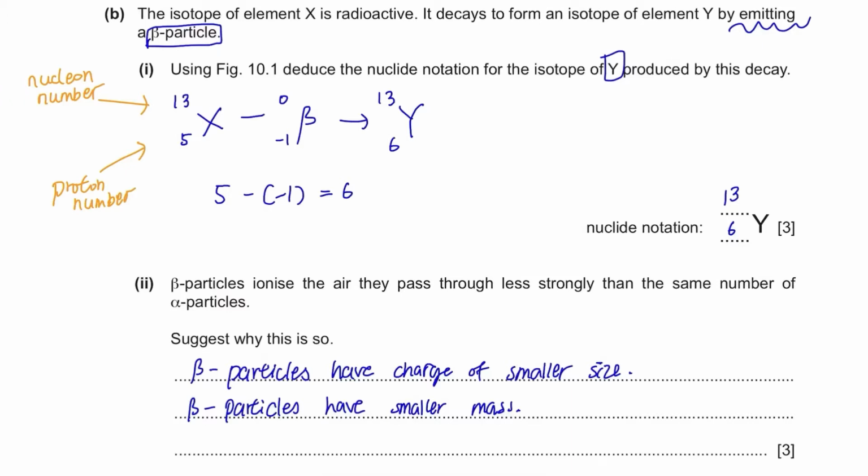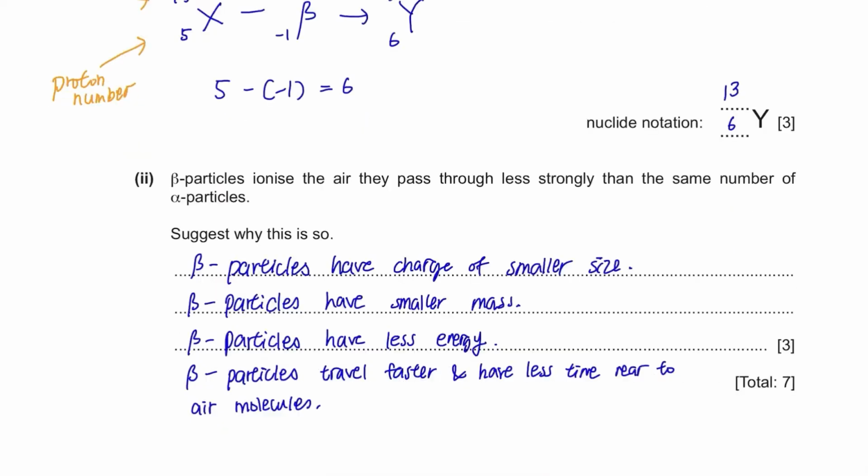Beta particles have less energy as well, and being light, they can travel faster, so there is less time spent near to air molecules.